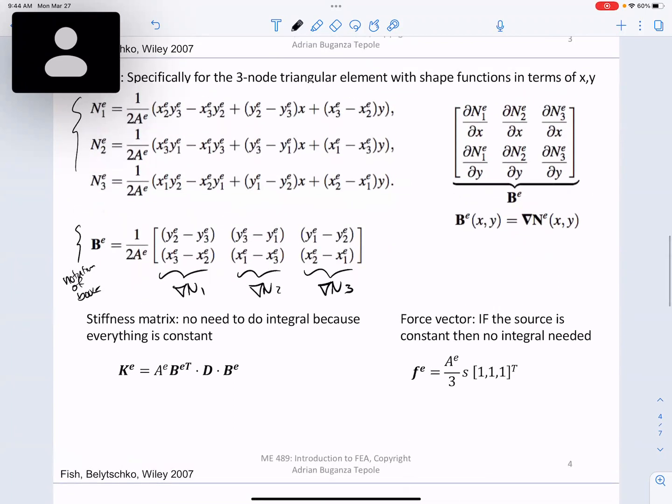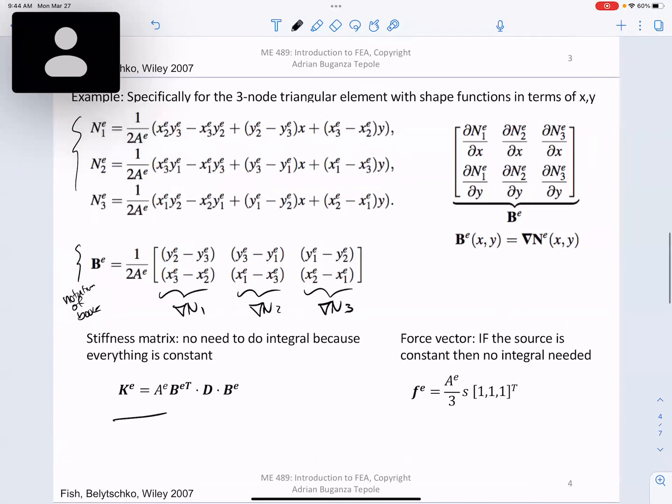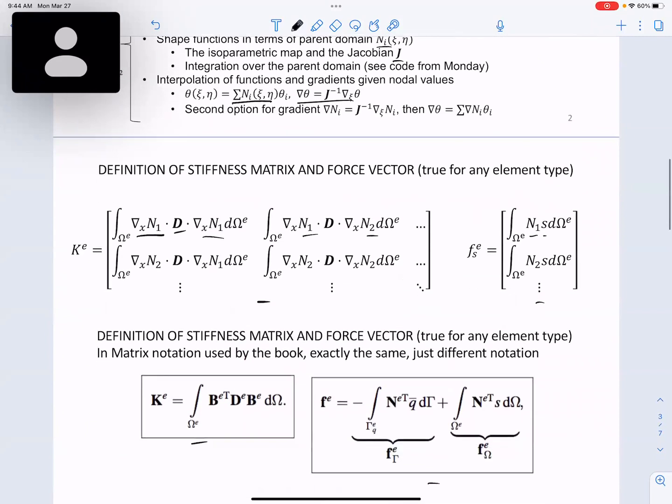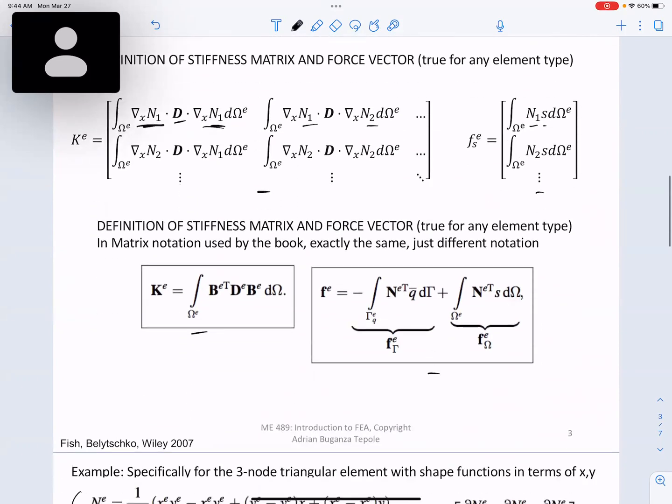The book again uses this notation for the stiffness matrix. I just want to have it here. You don't have to do it with this notation. It's just that if you go to the book, you don't want to get lost with what the book has with respect to what I have been writing. Everything is the same, it's just that the notation is different. So this B^T D B is the same as what I have here. It is basically these dot products of the gradients, just in a different notation.